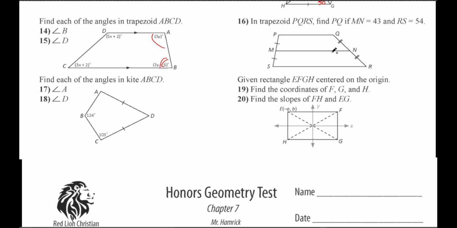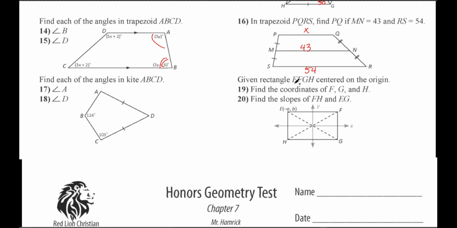It's not 2/3. It's the average of the top and the bottom of the two bases. So you take the top one, take the bottom one, add them up, divide by 2, and that equals the MN. But the problem is they tell you MN, don't they? They tell you that that's 43, and they tell you that RS is 54, and they ask you to find PQ. We'll just call it X.